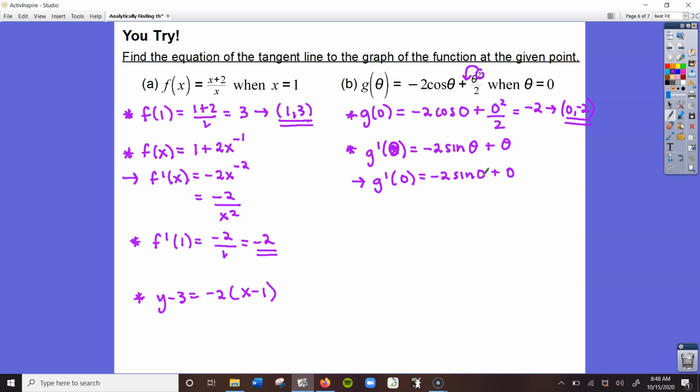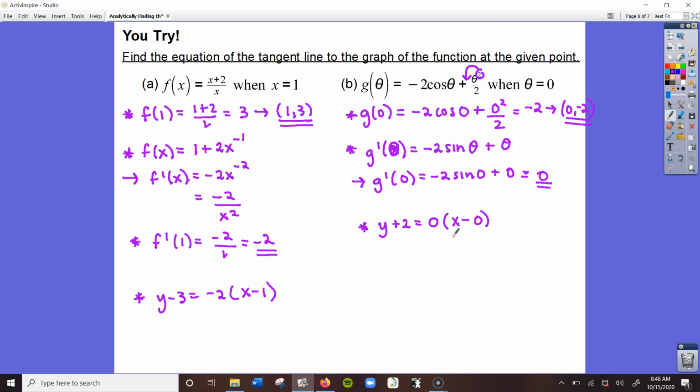Now the sine of 0 is 0, so 0 plus 0 is equal to 0. So this is my slope. Although my slope is 0, you can still write your equation in point slope form and leave it like that. It does not matter. So y minus negative 2, which is y plus 2, is equal to my slope, which is 0, times (x minus 0). So you can leave your answer this way.